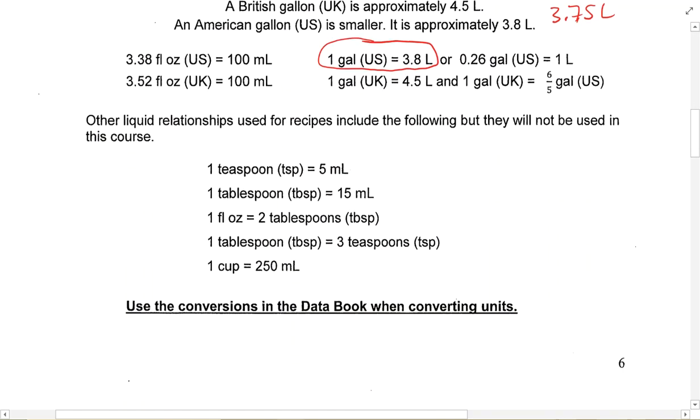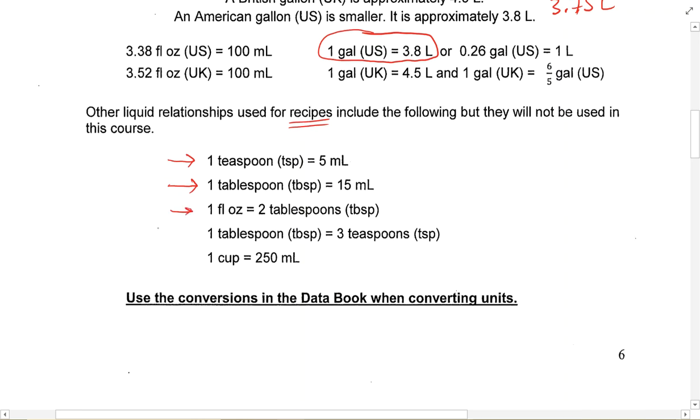Okay, continuing on then. Some more liquid measurements, and you're going to use these for recipes if you're baking or cooking. 1 teaspoon is about 5 mils. You'll usually see both on there nowadays. You start to see more and more recipes in milliliters. 1 tablespoon is 15 mils. Then 1 fluid ounce is about 2 tablespoons, and 1 tablespoon equals 3 teaspoons. That's a common one you use a lot when you're baking. And then 1 cup is 250 mils.